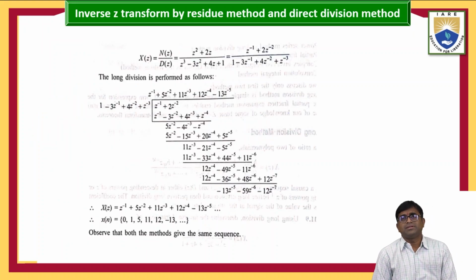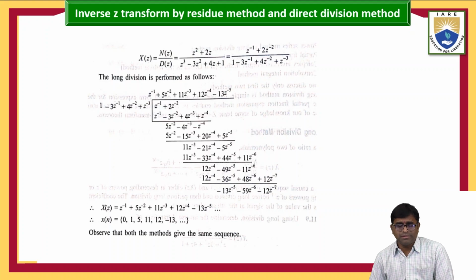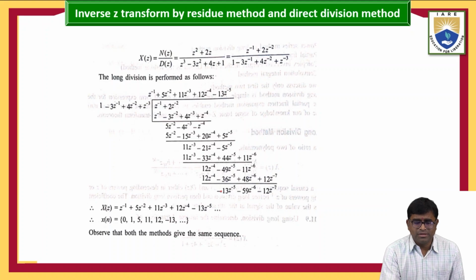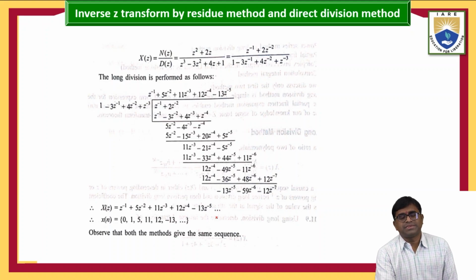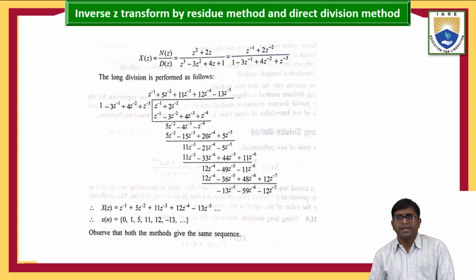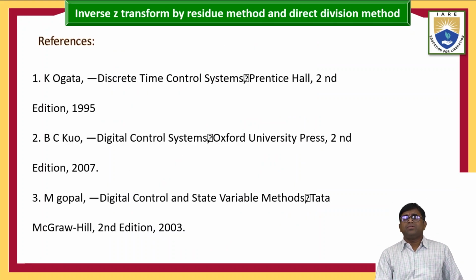Okay. Next one, the direct division rule value and the long division rule value are the same, using standard formulas. That is, if you write this one, z power of minus 1 plus 5 into z power of minus 2 plus 11 into z power of minus 3, directly this. So we get the value, that is this one. Okay. So this is your direct division method. Now these topics I am taking from the textbook, that is the Ogata textbook.